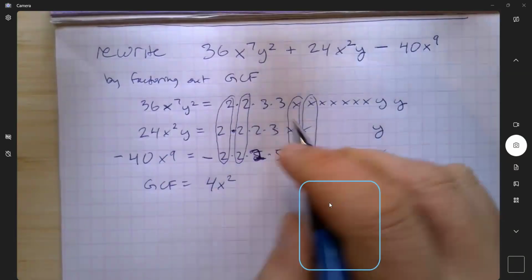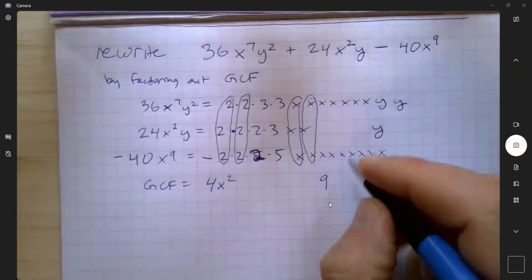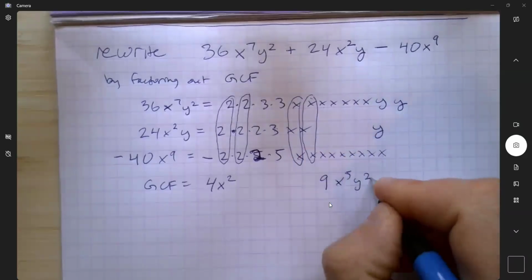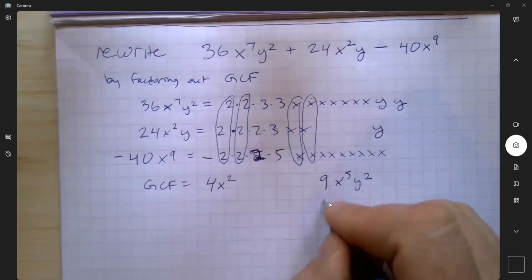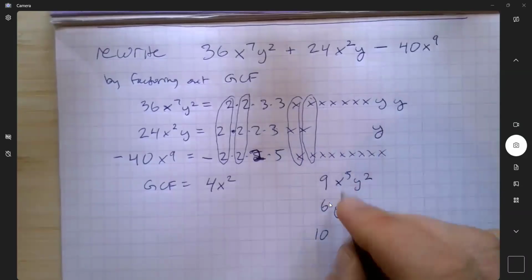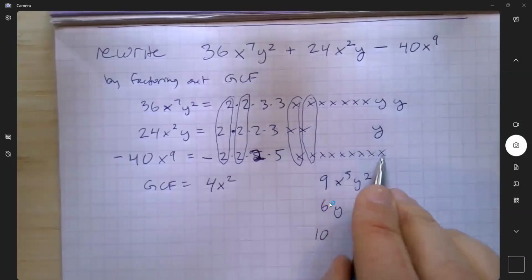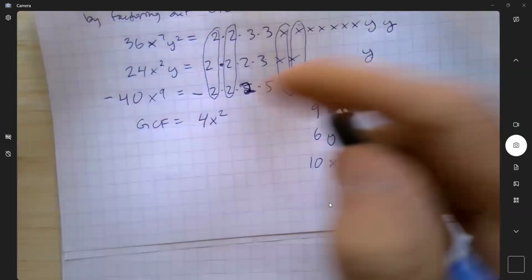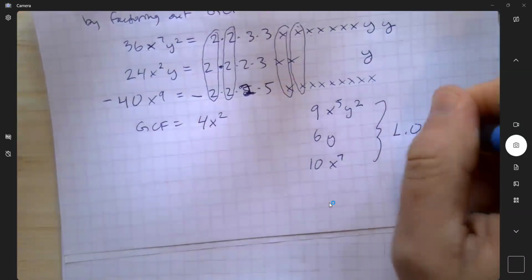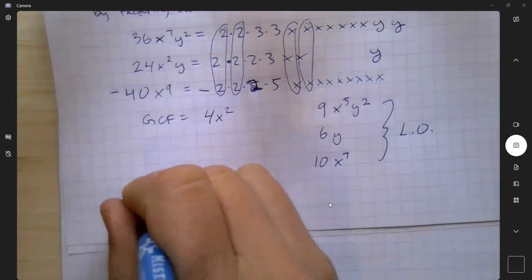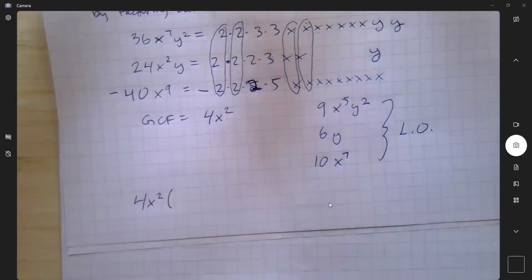And my leftovers part 1 are 3 times 3, which is 9, and 1, 2, 3, 4, 5, x to the 5th y squared. And then 2 times 3, which is 6 y. And then 2 times 5, which is 10, and 1, 2, 3, x to the 7th. So these are the leftovers, which is not a bad thing. And so I will write it as my GCF, 4x squared.